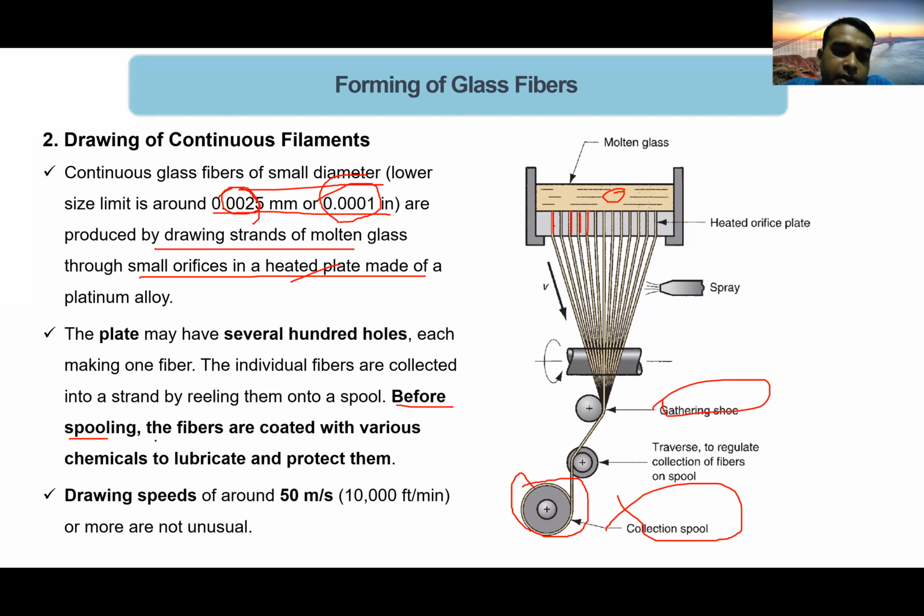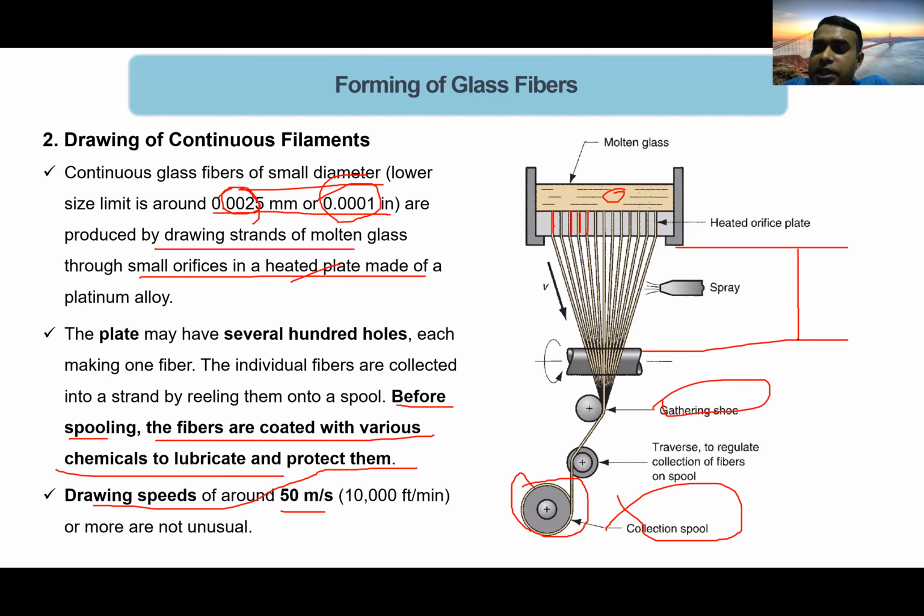Before spooling, fibers are coated with various chemicals to lubricate and protect them. For the protection of the fibers, we can use the lubrication. And drawing speed of around 50 meter per second, 50 meters per second like this can also be possible. And the distance between these two, we can see here, is very small, but it's not that small. Okay, it's kind of long distance, and that's why you can use a huge speed like 50 meters per second for drawing this glass fibers. And in between these two lengths, we have to pull it down. Okay. So today, I think.